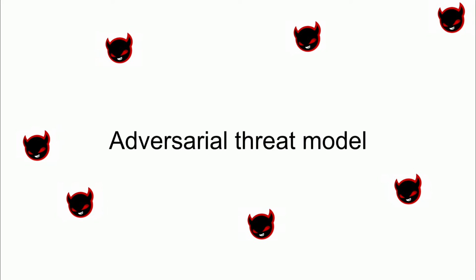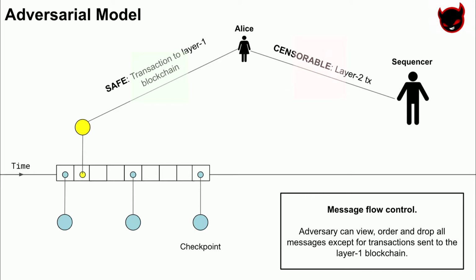So as the adversarial threat model, who are we trying to fight against? Or who's trying to break the system, should I say? So there's two ways to think about it. One is message flow control. The only guarantee we have is that Alice can send a transaction to the bridge in the layer one. Any message sent on the layer two system could be viewed, reordered, or dropped by the adversary. The adversary can control the entire off-chain system and guarantee no message is delivered.